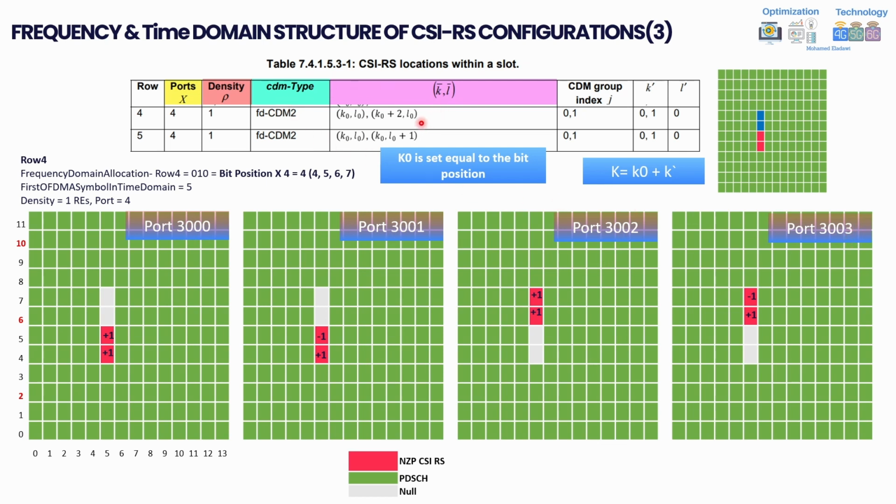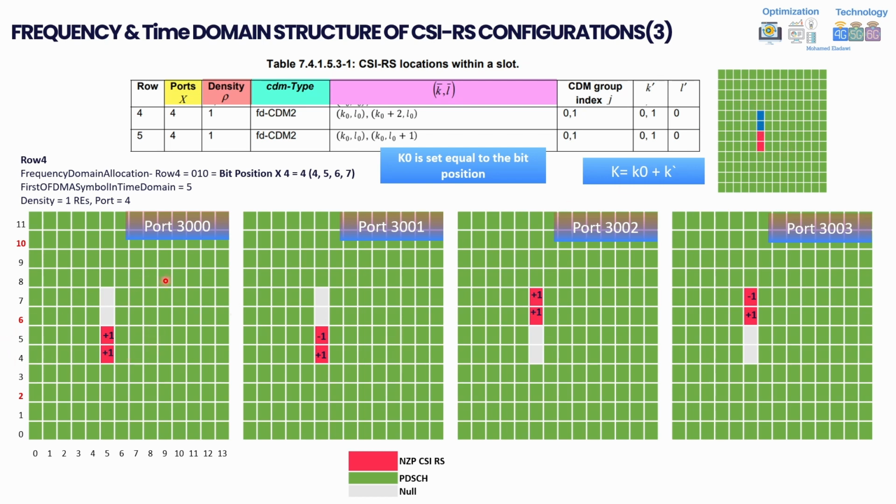And this is the formula where you calculate the K. K, as I mentioned, is equal to K0 plus K dash, where K dash has 2 values here, 0 and 1. But there is no need to calculate it. I will just tell you exactly, assuming now that the frequency domain allocation is coming as row 4010. After the calculation, it will be found at subcarriers 4, 5, 6, and 7. So we know that all the subcarriers we have in the 4 ports will be equivalent to subcarriers 4, 5, 6, and 7. As you can see here, this is the final figure. You will have 4 subcarriers here.